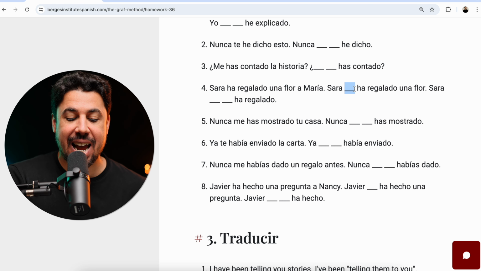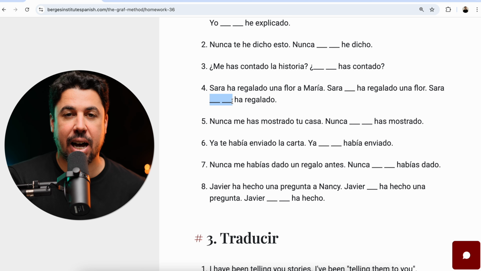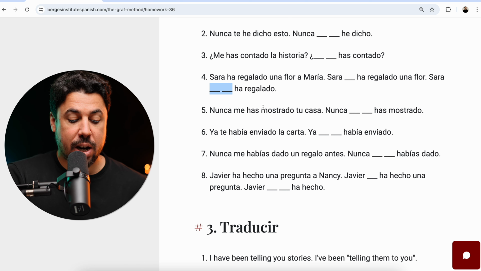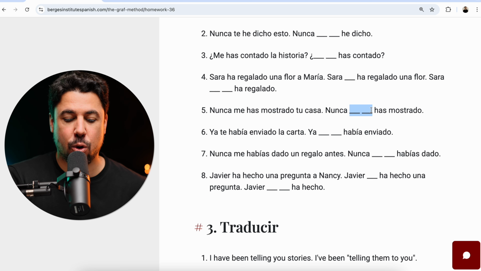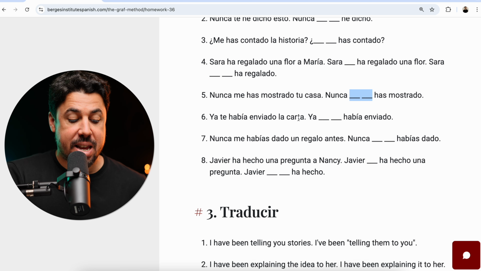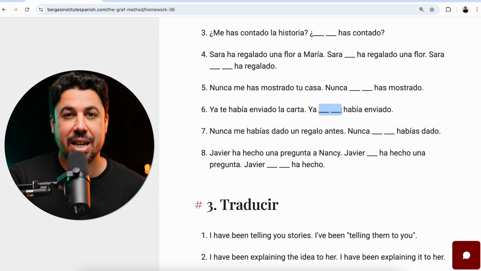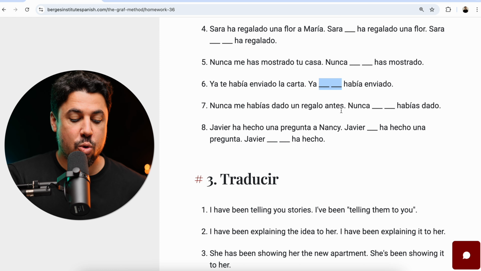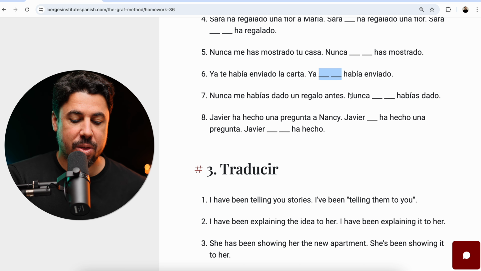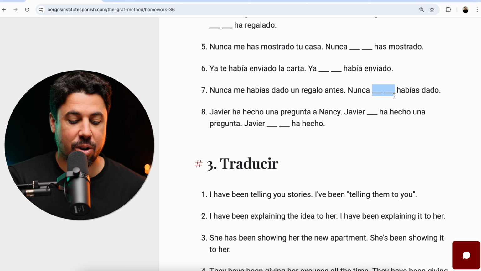Sara ha regalado una flor a María. Sara le ha regalado una flor. Sara se la ha regalado. Nunca me has mostrado tu casa. Nunca me la has mostrado. Ya te había enviado la carta. Ya te la había enviado. Nunca me habías dado un regalo antes. Nunca me lo habías dado.